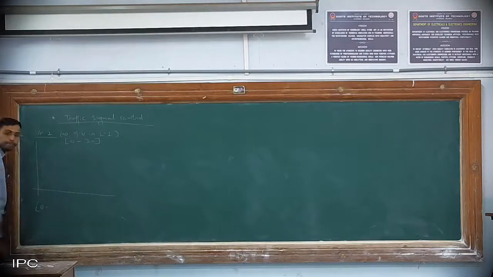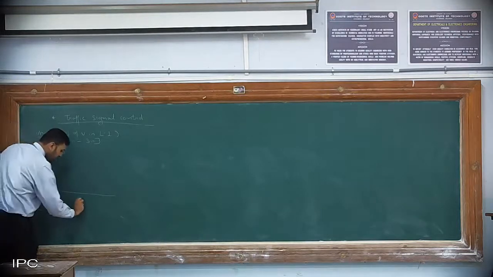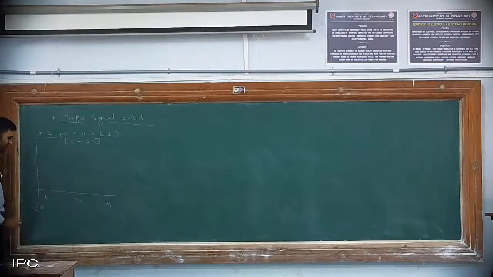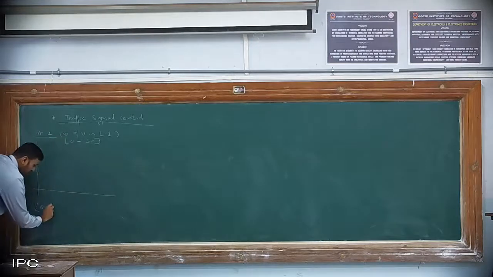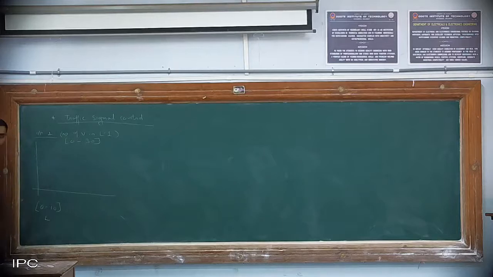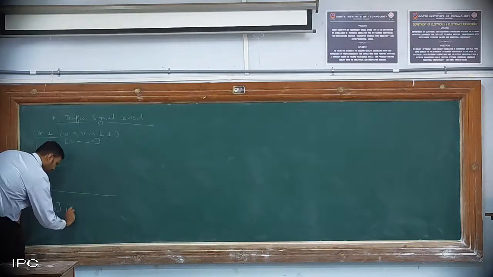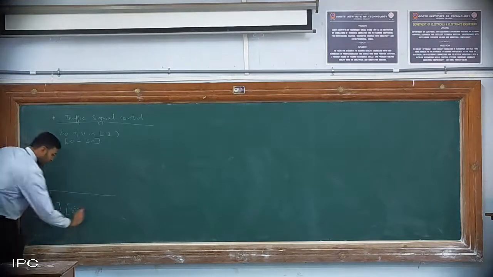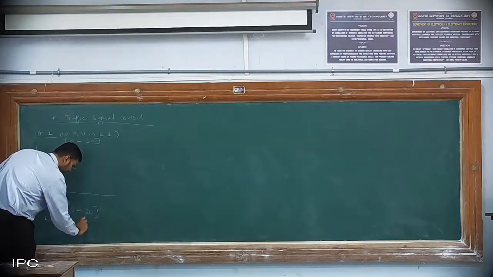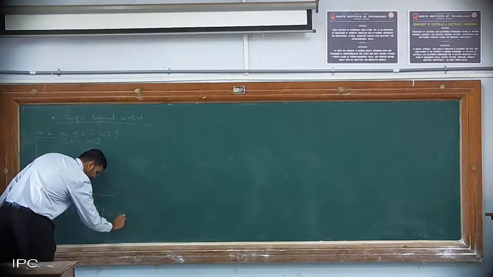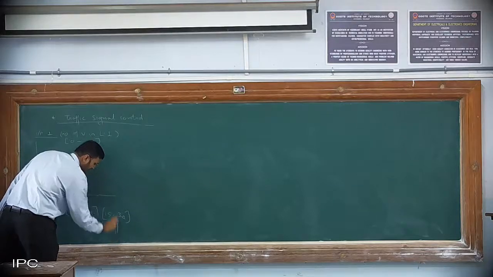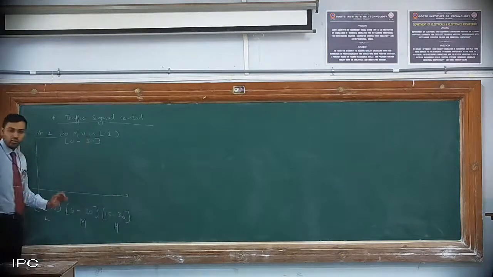Okay. So how will you categorize it? Low, medium and high. So tell me what is low. 0 to 10 is low. Next, 5 to 20 is medium. Next, 15 to 30 is high. Are you able to understand what we are trying to do now?